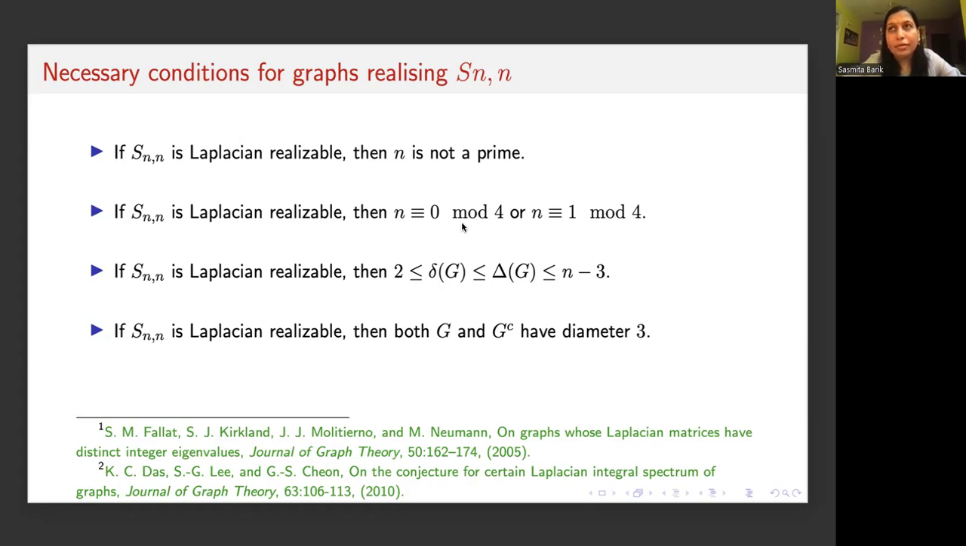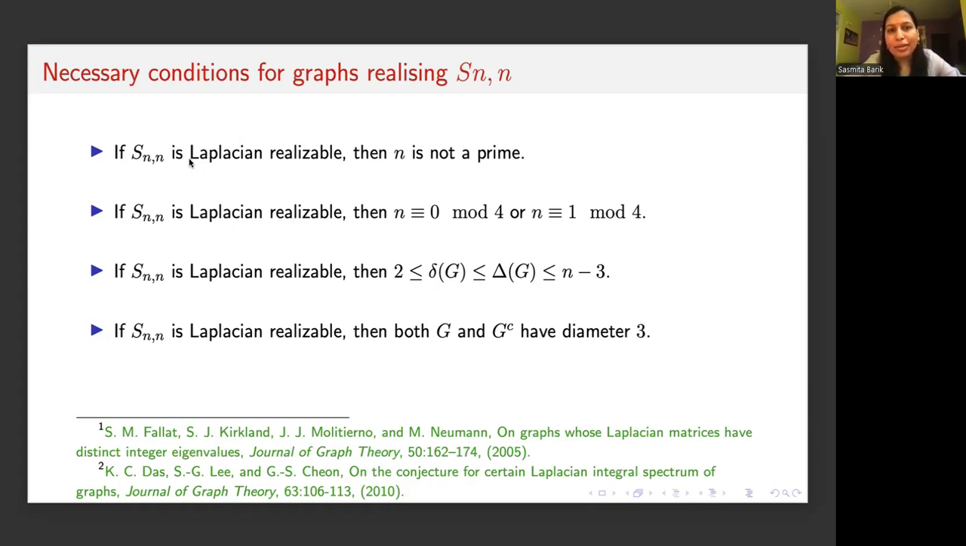Similarly, you can also look at the product of the non-zero eigenvalues. That is 1 to n−1; you take the product, and that will give you (n−1)!. And that's the number of spanning trees.